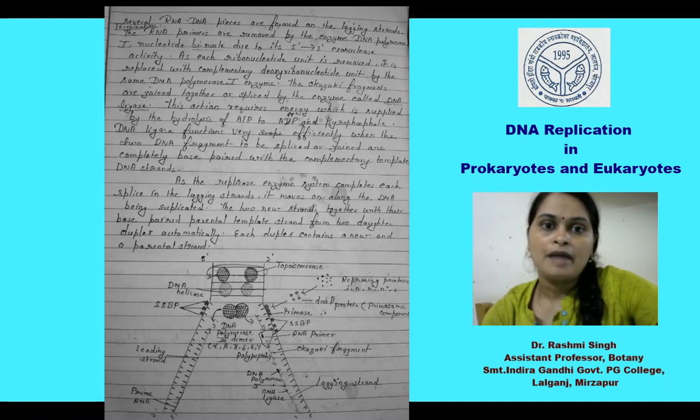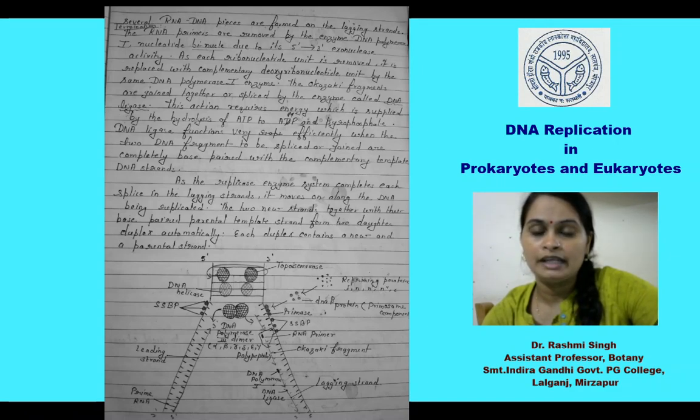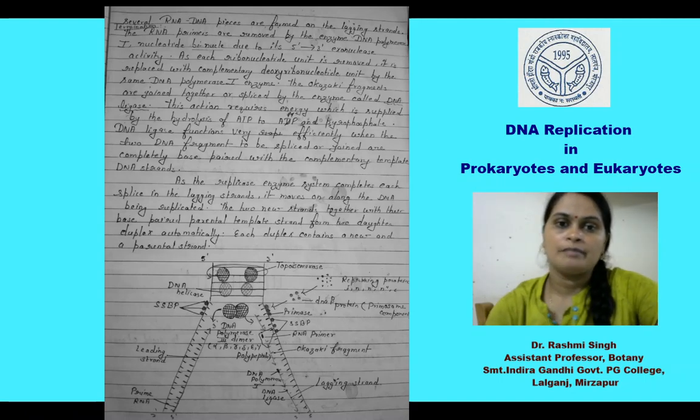RNA primers are removed by the enzyme DNA polymerase I, nucleotide by nucleotide, due to its 5 prime to 3 prime exonuclease activity. In your biotechnology studies, you have studied that exonucleases are enzymes that can cut external phosphodiester bonds. As each ribonucleotide unit is removed, it is replaced with a complementary deoxyribonucleotide unit by the same DNA polymerase I enzyme.